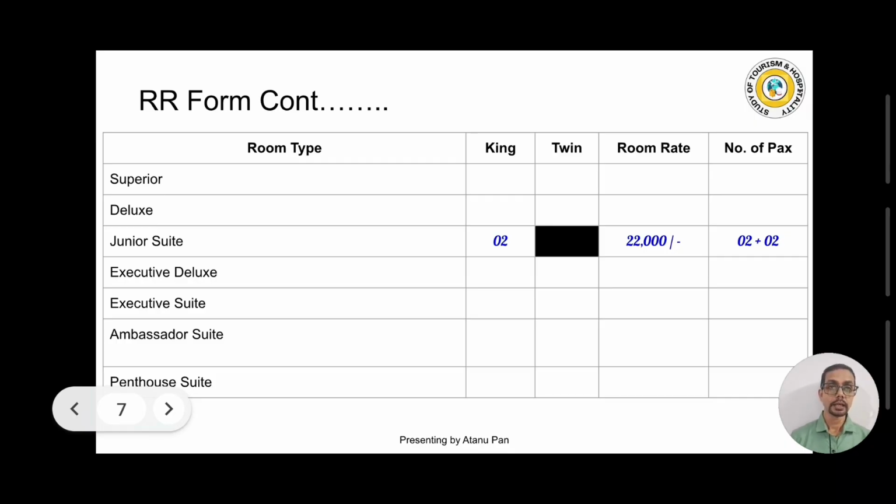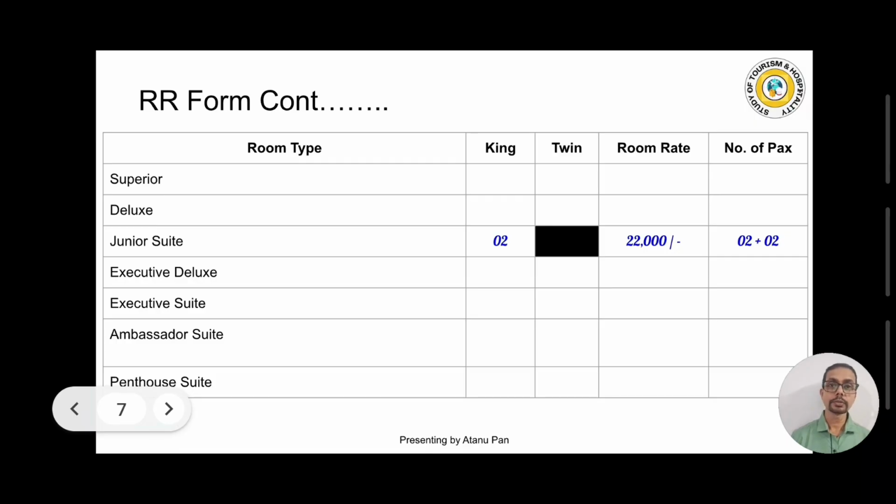Here you can see that for junior suite the twin is totally blank. It means the hotel does not have a junior suite with twin beds, but the hotel has king size beds and twin size beds. For all other categories of rooms like superior, it has both. If the guest wants to choose a deluxe twin, the guest can definitely opt for it, but here it is blank for junior suite, which means the hotel does not have a twin bedded junior suite. Junior suites are only available with king size beds.